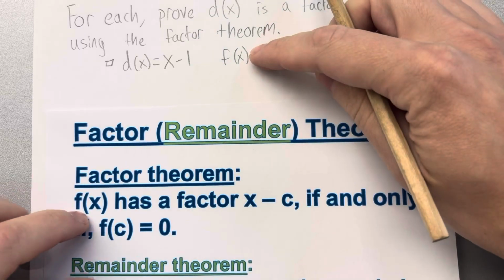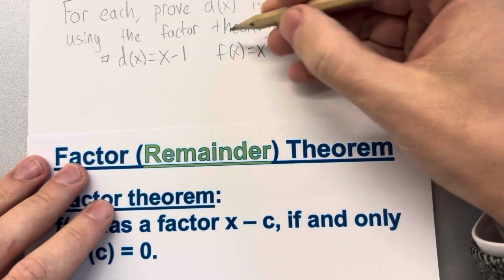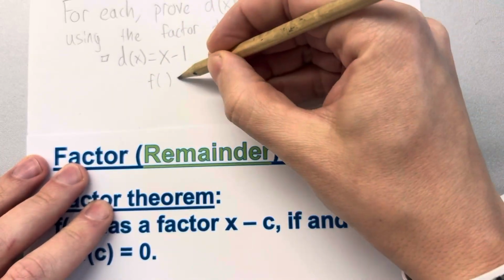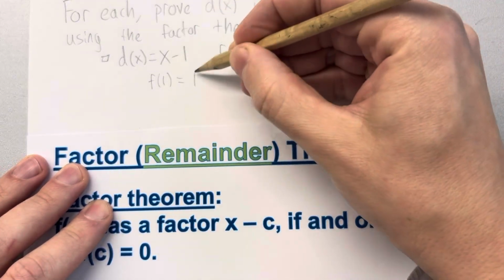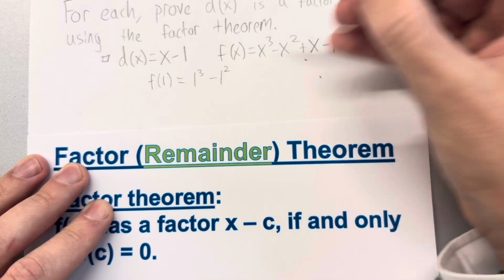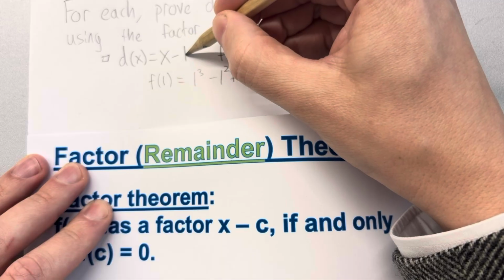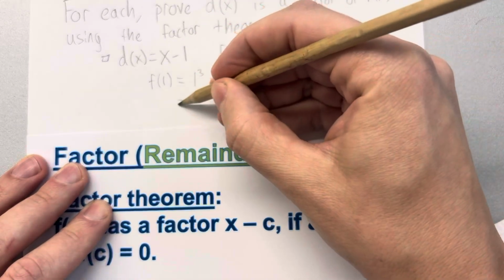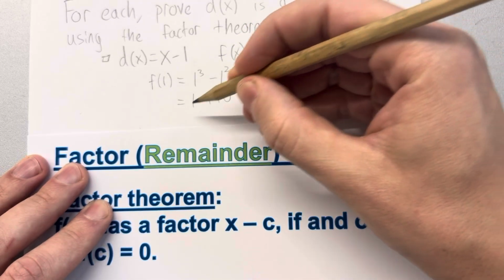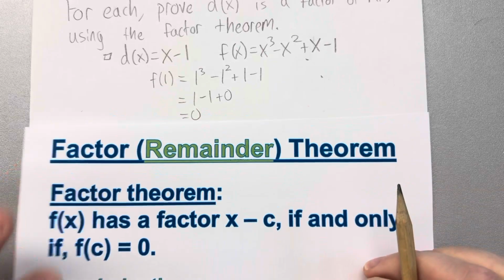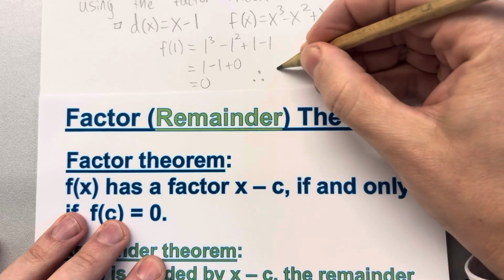So the factor theorem says, f of x has a factor x minus c if and only if f of c is 0. So very simply, to prove this using the factor theorem, we need to plug in the 0 of this divisor into this equation and evaluate. You're remembering to plug in the opposite of what you see here, so the 0 of this, which is 1, and when we do that, we've got 1 minus 1 plus 0, which is equal to 0.